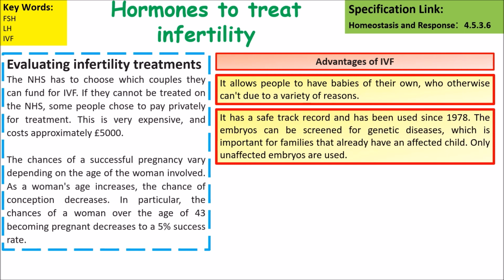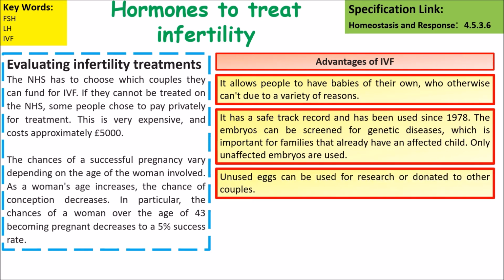It's relatively safe, so it's got a safe track record since it was first used in 1978. The embryos can be screened for genetic diseases, which can be important to families who already have affected children. Unused eggs can be used for research or donated to other couples.